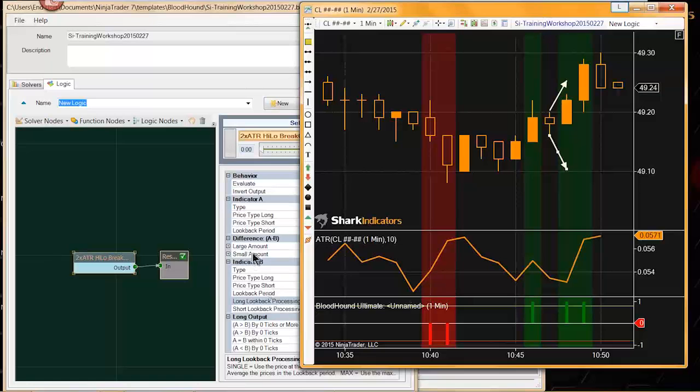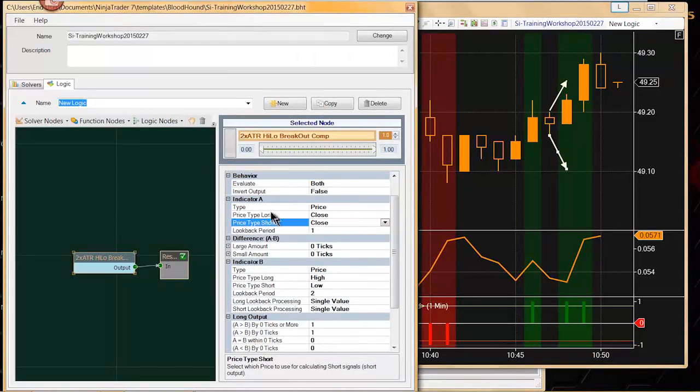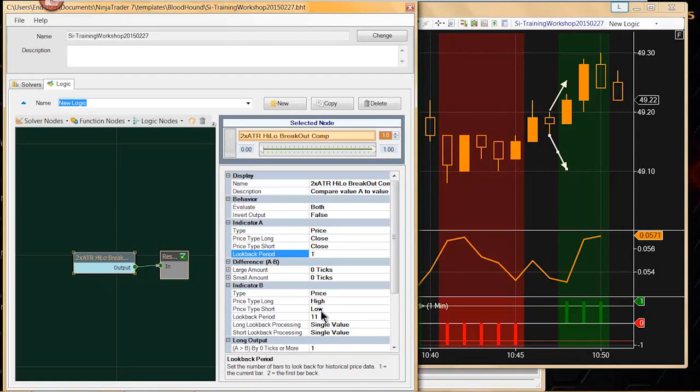So we have our data set up. We have the indicator A data set up, so we're comparing the closing price to the high and the low of the previous bar. With a look back period of 2, that would be the previous bar. A look back period of 1 would be the current bar.